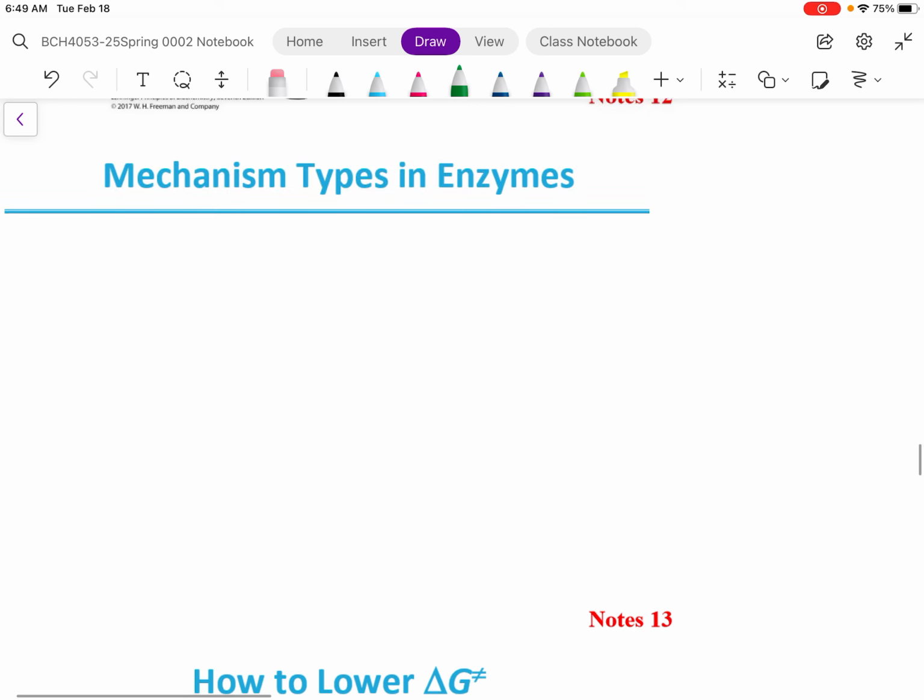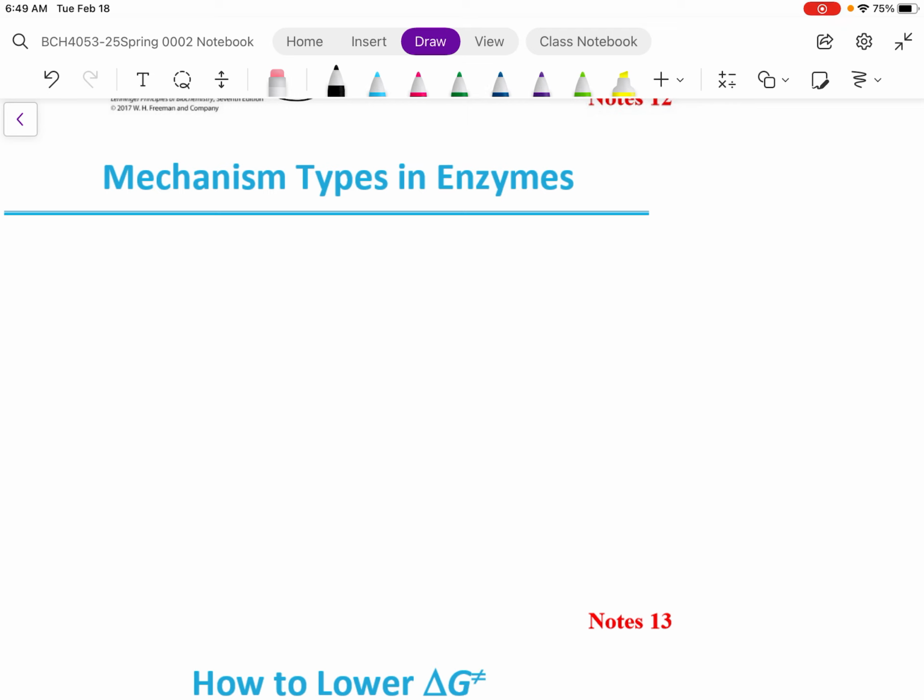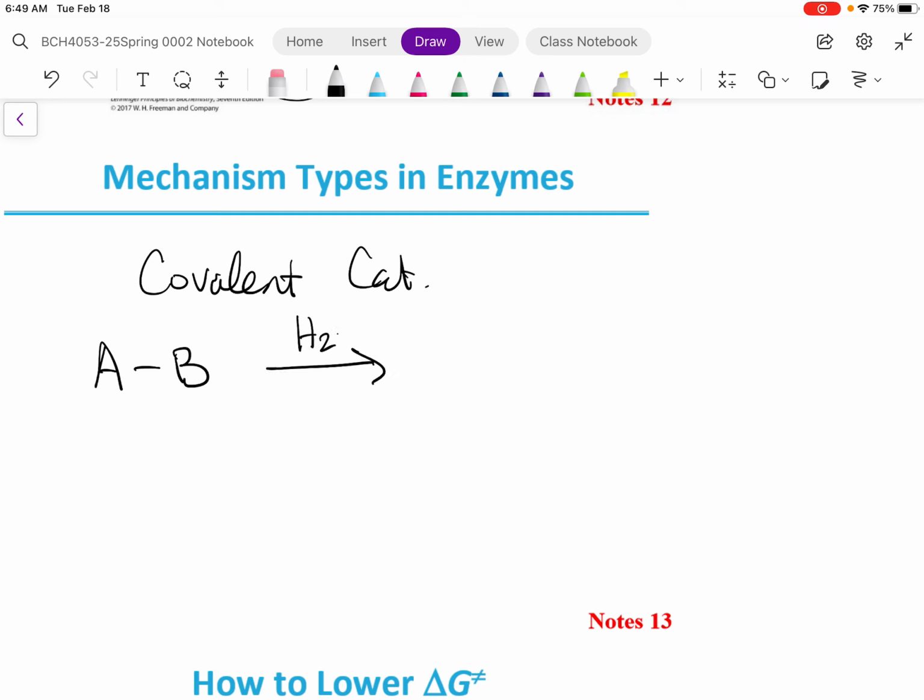Okay, let's see. Another thing that can happen is covalent catalysis. So we have, in an enzyme, we can have covalent bond formation. So let's consider a generic molecule. Okay? We have AB. And if we add water, we are going to do a hydrolysis reaction.